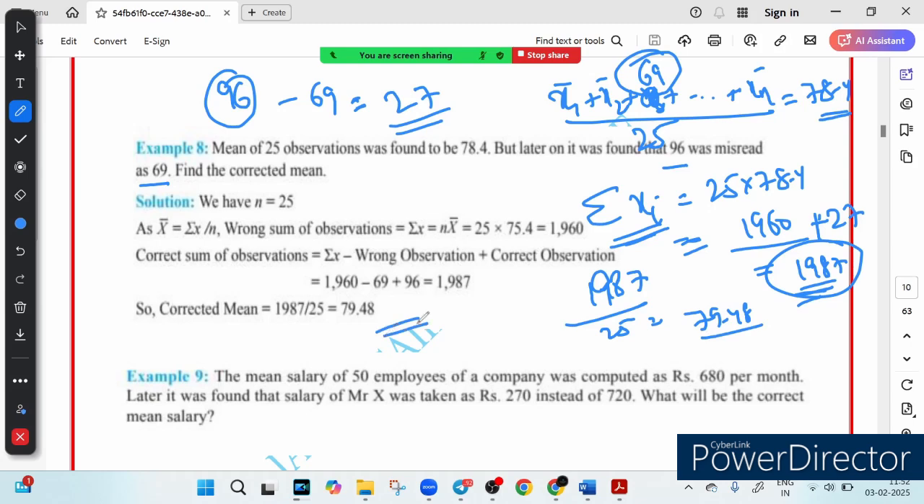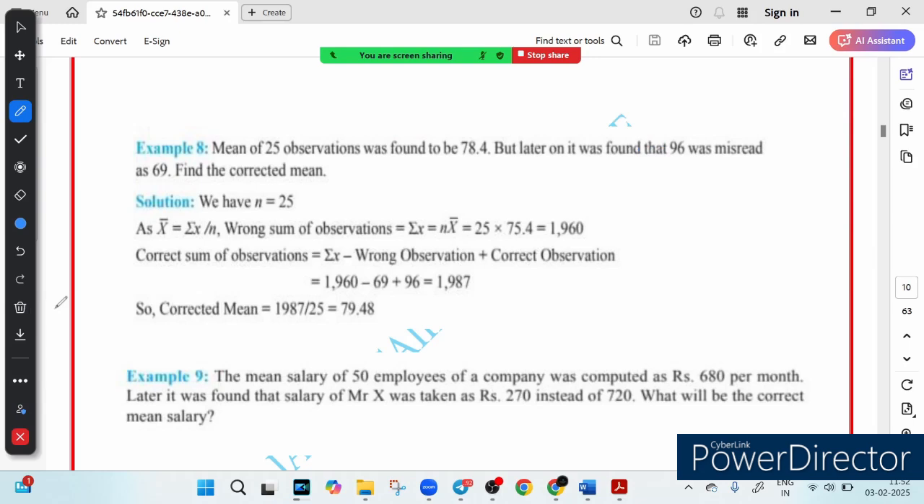So whenever such a question is asked, you find the sum, and you see that instead of 69 we write 96, so our sum will obviously increase. Find the increased sum, the correct sum, and divide it by the number of observations to get the corrected mean. I hope this makes the concept clear. So here is one more question for you to solve. The mean salary of 50 employees was 680 rupees per month. Later it was found that the salary of Mr. X was taken as 270 instead of 720. So what is the corrected mean salary?